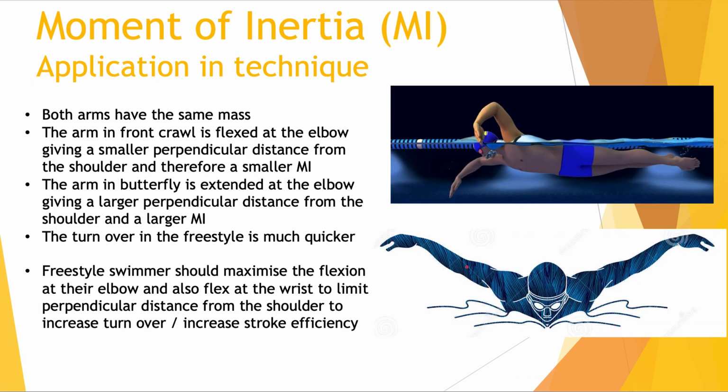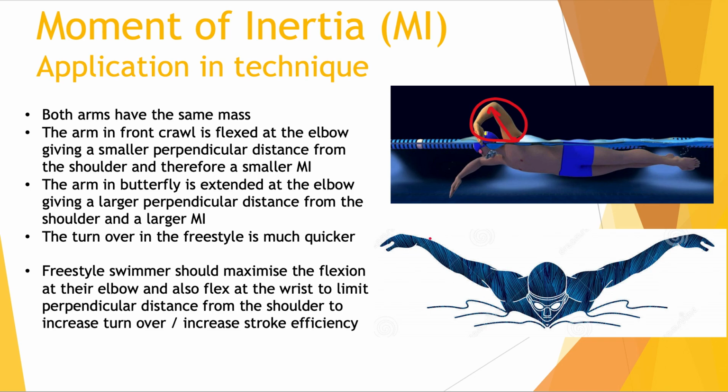Another application here, if we were to compare, let's say this is the same swimmer, so same mass, both arms have the same mass, and in the same pictures have the same mass. So the arm in the front crawl is flexed at the elbow, which gives it a smaller perpendicular distance from the shoulder. So the shoulder joint is the axis of rotation. That distance there is the perpendicular distance. The mass of the arm is distributed as close really to the axis of rotation as possible, giving this arm that's out of the water a really small moment of inertia and therefore quick rate of turnover.